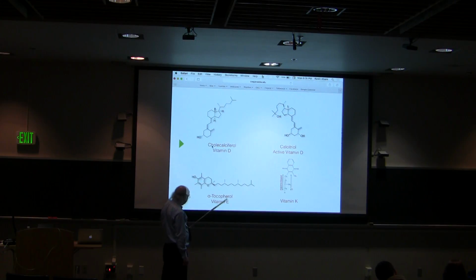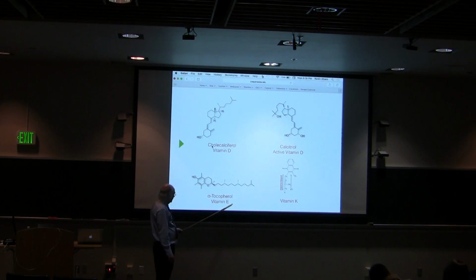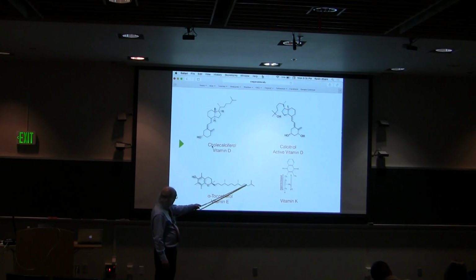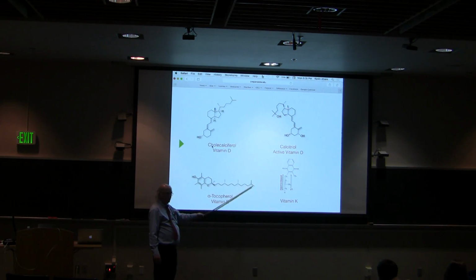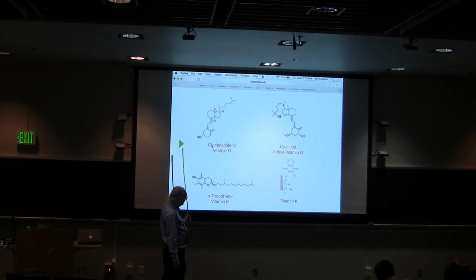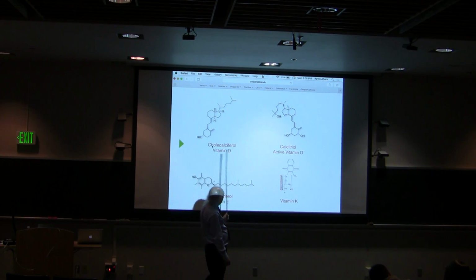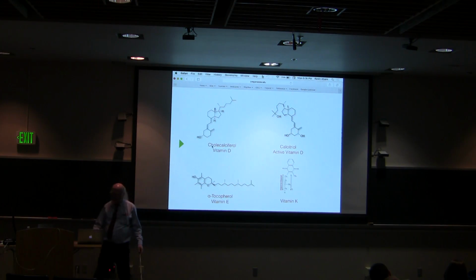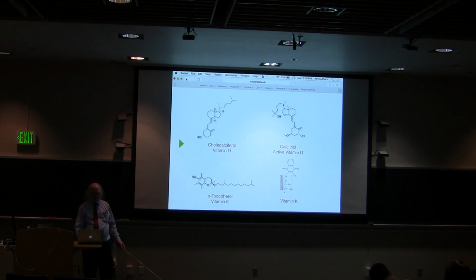Alpha tocopherol is vitamin E. I pointed out there are 8 different forms of vitamin E, 4 known as tocopherols and 4 known as tocotrienols. They're water insoluble, commonly found in membranes, and they're thought to protect membranes against reactive oxygen species. The last one I talked about is vitamin K, as I pointed out last term. That one's involved in the blood clotting process, and I didn't talk about it any more here.